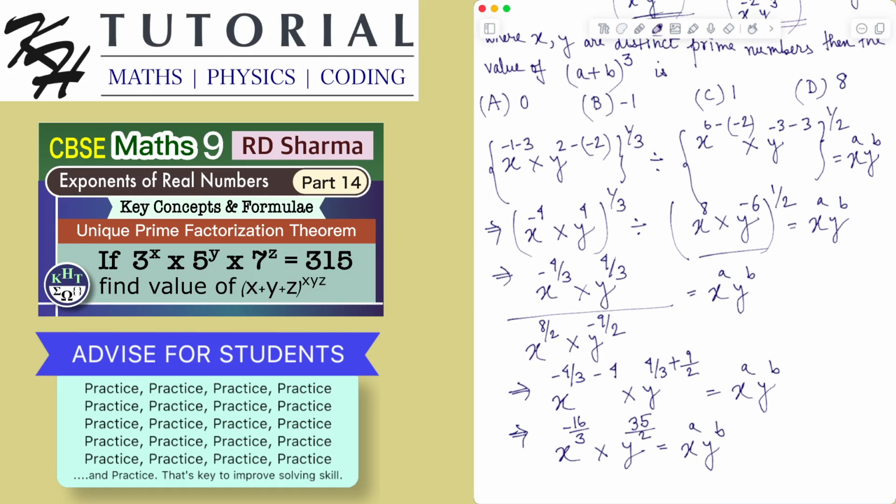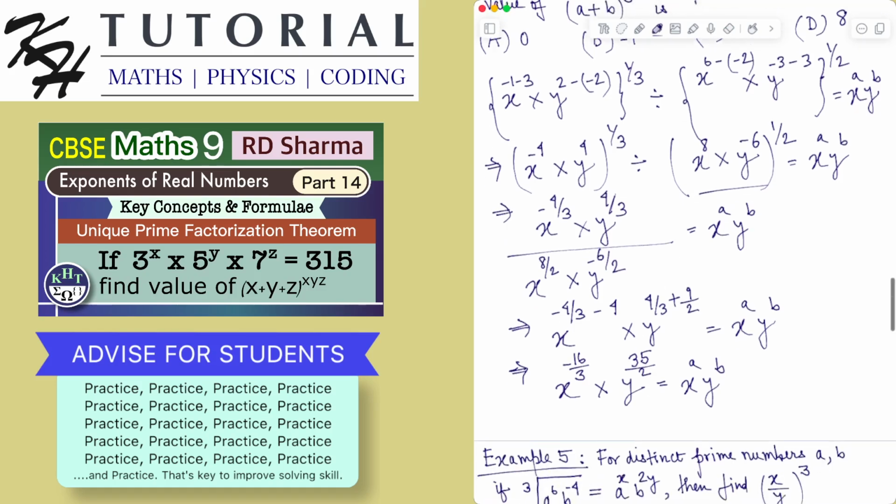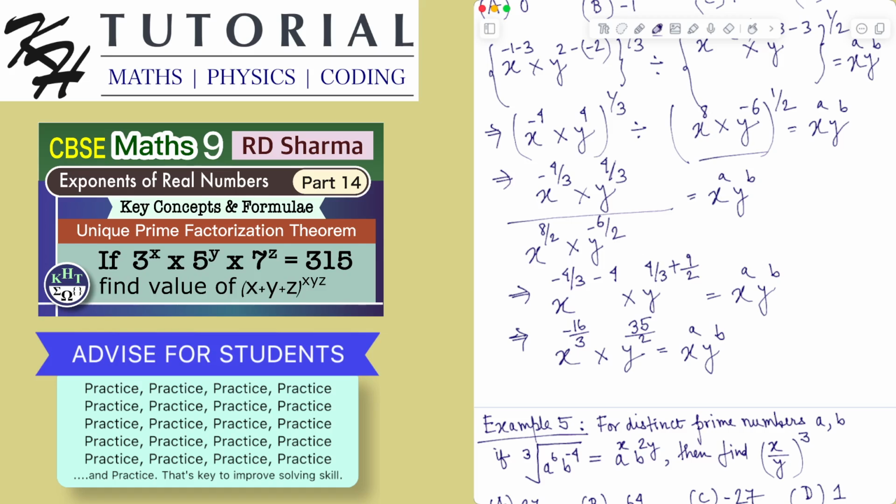Then we have x to the power minus 4 by 3 multiplied by y to the power 4 by 3 divided by x to the power 8 by 2 multiplied by y to the power 6 minus 6 by 2 equals x to the power a y to the power b. Further simplifying the left hand side, we get x to the power minus 4 by 3 minus 4 multiplied by y to the power 4 by 3 plus this will be 3, minus 3 plus 3.